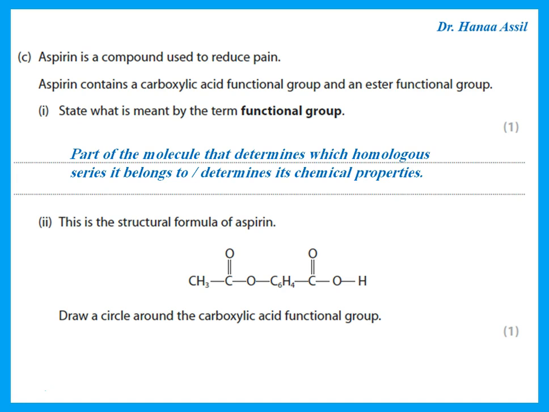This is the structural formula of aspirin. Draw a circle around the carboxylic acid functional group. Now, we're saying that this compound has an acid group. Where is the acid group? You should know that any organic acid should have this group, C double bond OOH. So this is the functional group of carboxylic acid.